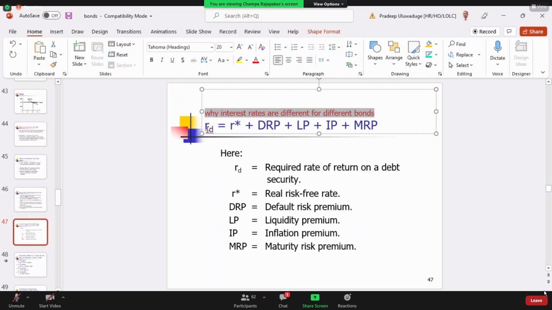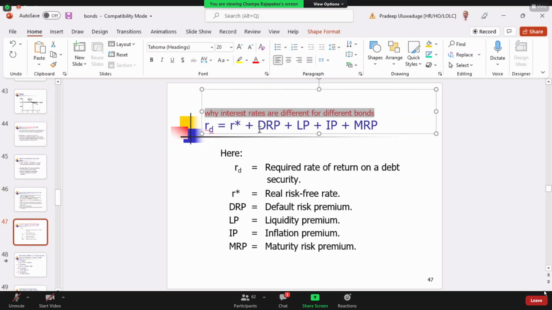Now, r_d, or the discount rate, or the general interest rate that is used to discount the cash flows, comprises the following. What is r star? r star is the real risk-free rate. Now, this has to be added to different components to represent different types of risks. The final r_d, or the discount rate, is a representation of different types of risks. Plus DRP, the default risk premium.